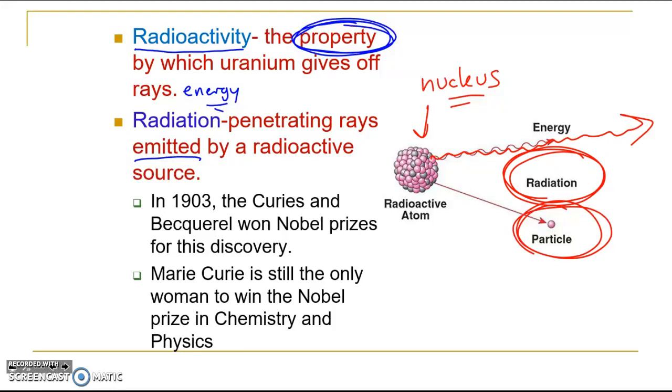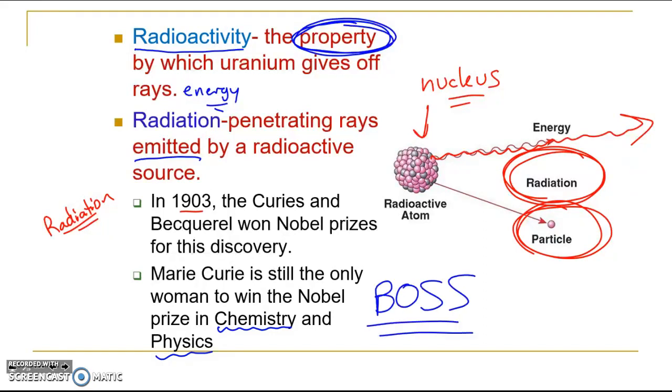So in 1903, the Curies and Becquerel won a Nobel Prize for discovering radiation. In 1903, Nobel Prize, what was it for? Radiation. They had no idea what it was, but they discovered it. Marie Curie is still the only woman to win the Nobel Prize in both chemistry and physics. So there's something I'd like you to write in your notes, and it's this right here, boss, because she is a boss woman. And we're going to learn a little bit more about Marie Curie in the future.